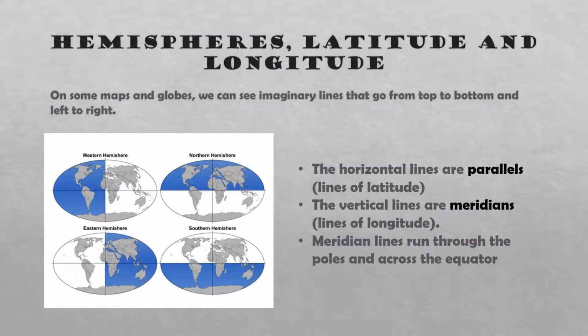Hemispheres, latitude and longitude. On some maps and globes, we can see imaginary lines that go from top to bottom and left to right. The horizontal lines are parallels. The vertical lines are meridians. Meridian lines run through the poles and across the equator.